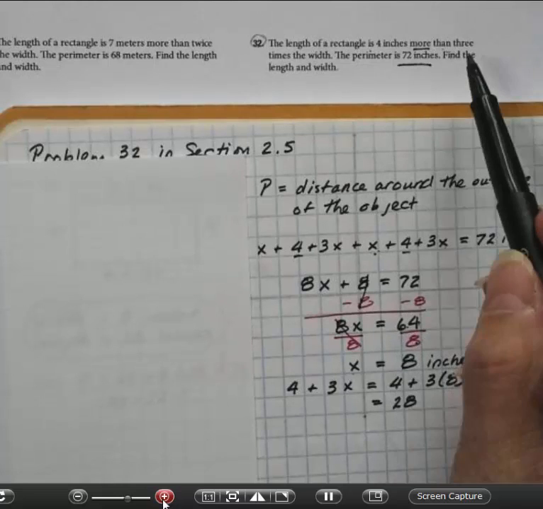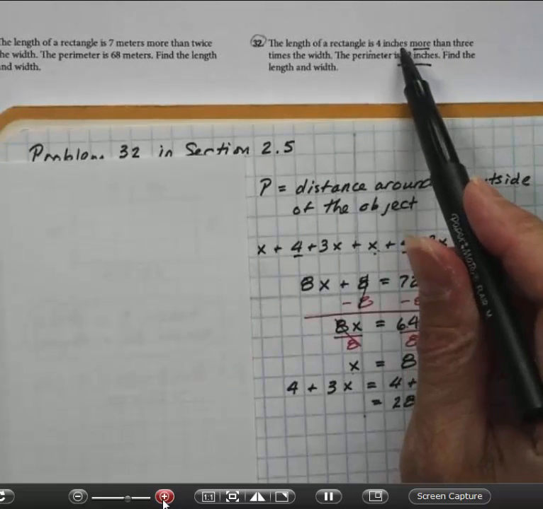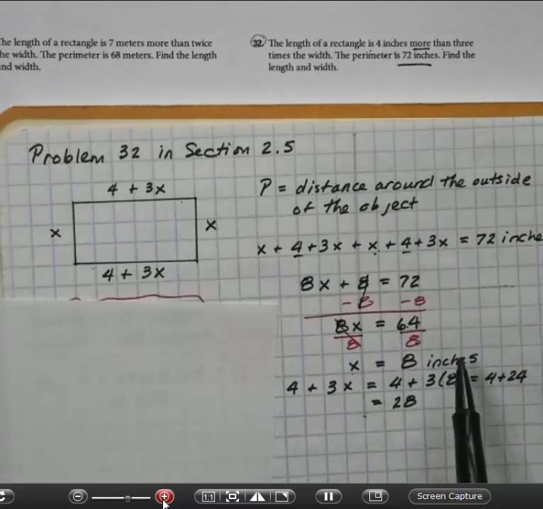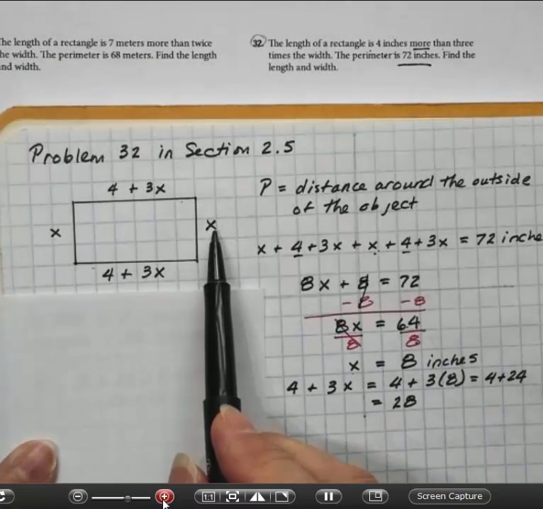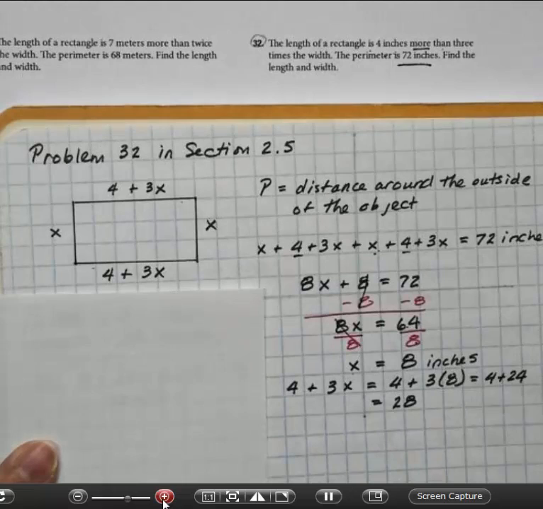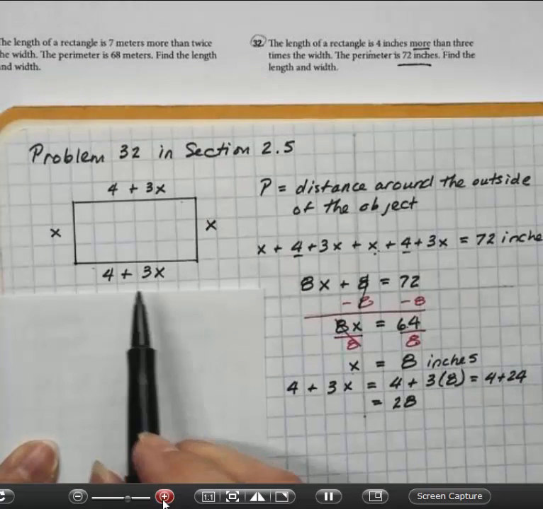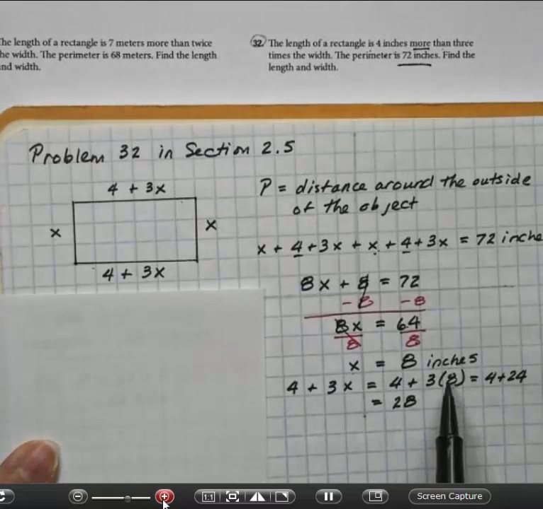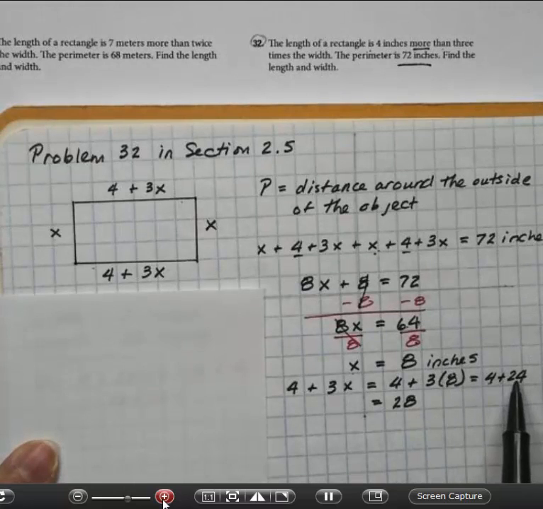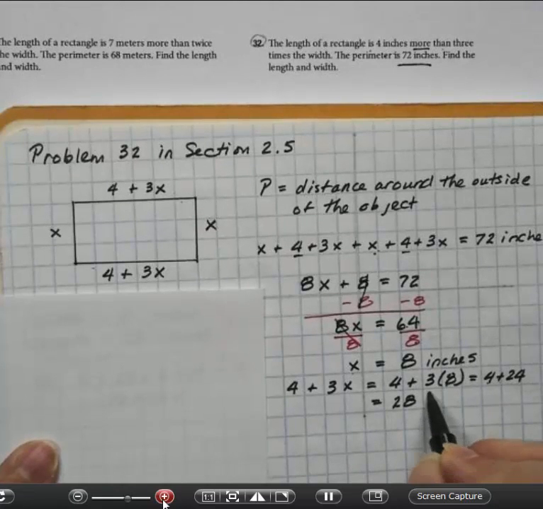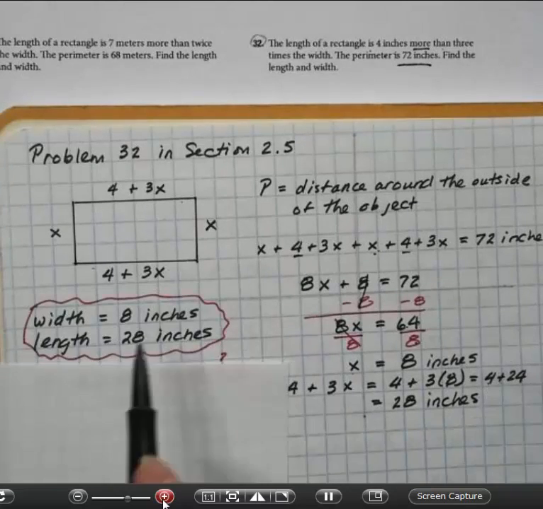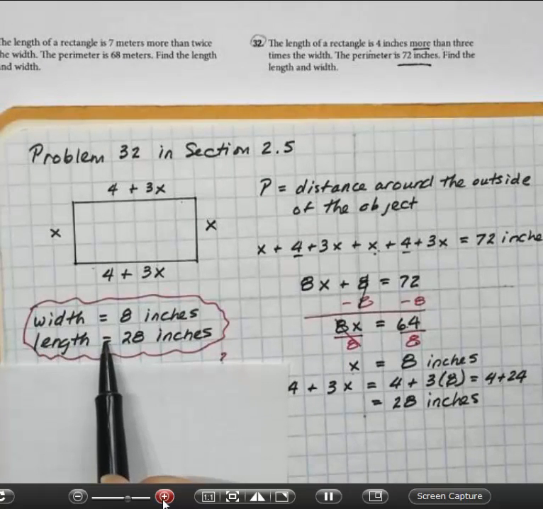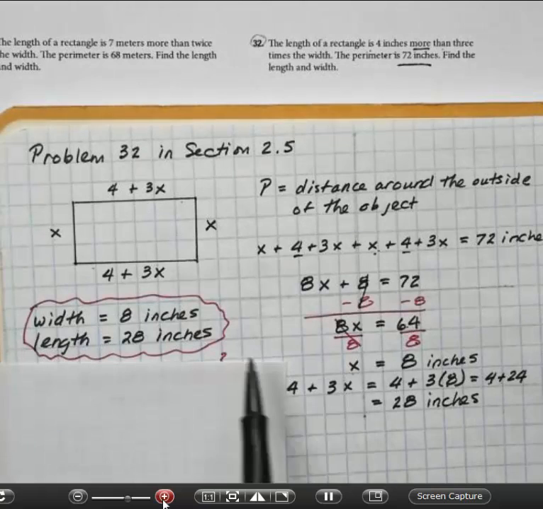And what were we talking about here? We're talking about a length in inches. So x is equal to 8 inches. Well, x is representing what? My width. So when I say x is equal to 8 inches, this is the width. Then to find the length, I'm going to take 4 plus 3x. So 4 plus 3, what's x? 8, which gives me 4 plus 24, which is 28 inches. So my width is x, which is 8 inches, and my length is 4 plus 3x, which is 28 inches.